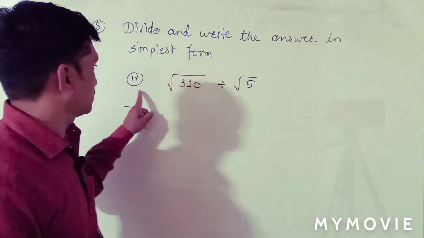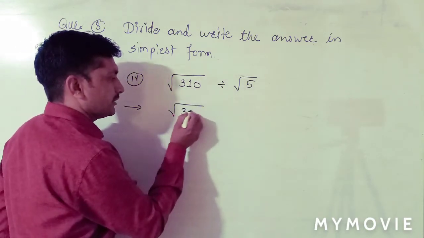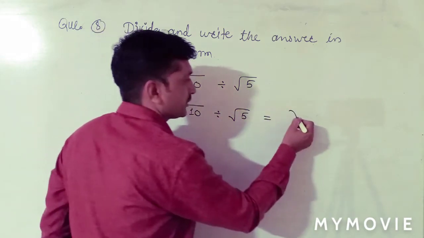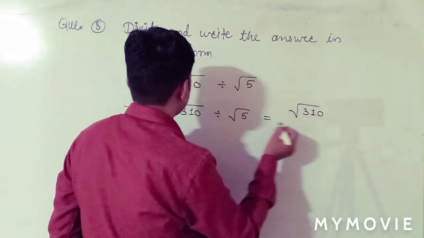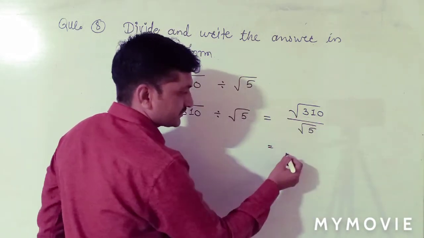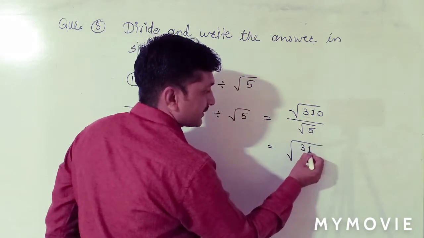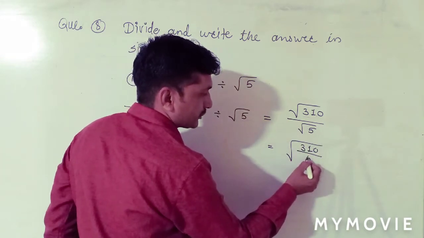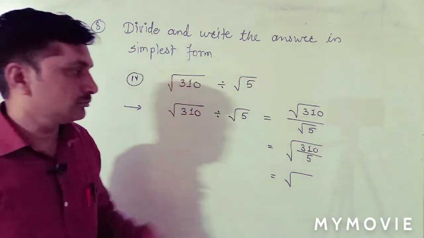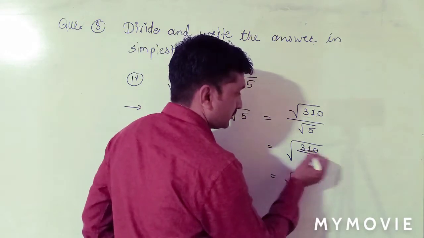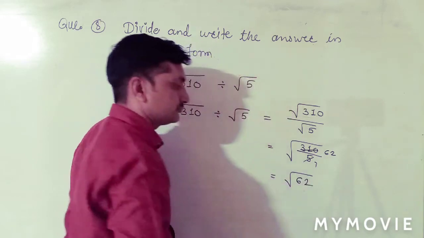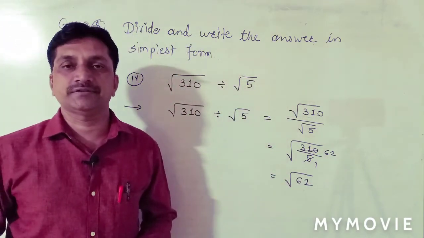Last example, number 4: square root of 310 divided by square root of 5 is equal to, arrange vertically. The orders are the same, they are like surds. We can write them under the same sign, 310 upon 5. And now 310 is reducible by 5. We can reduce by 5. 5 1s are 5, 5 6s are 30, 5 2s are 10. Square root of 62. This is the answer.